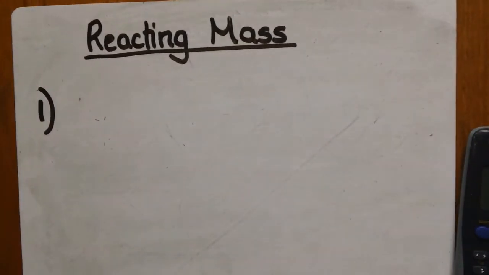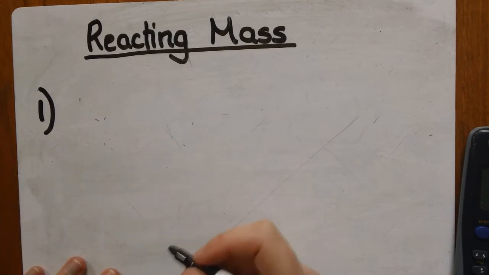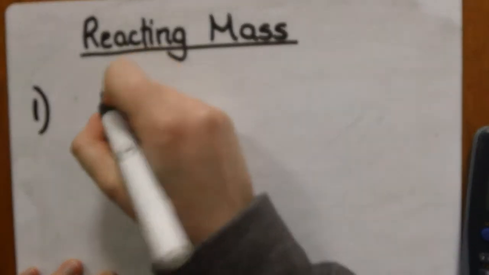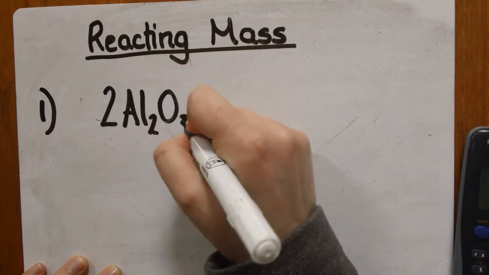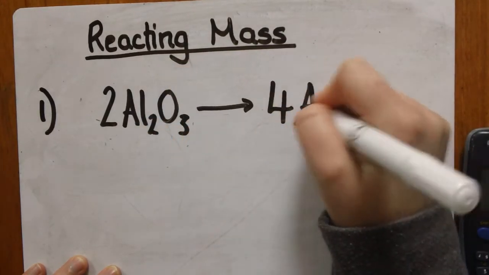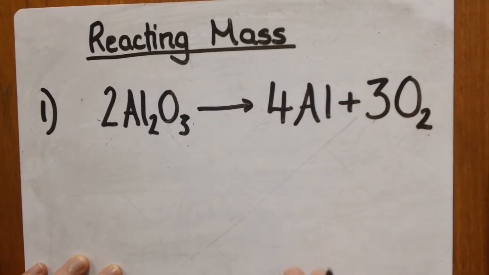We're now looking at reacting mass calculations. We're looking at the first question. Now the first question, and how I like to lay these out, is I always have to start with the equation. So for this one we've got 2 aluminium oxides going to 4 aluminiums and 3 lots of oxygen.